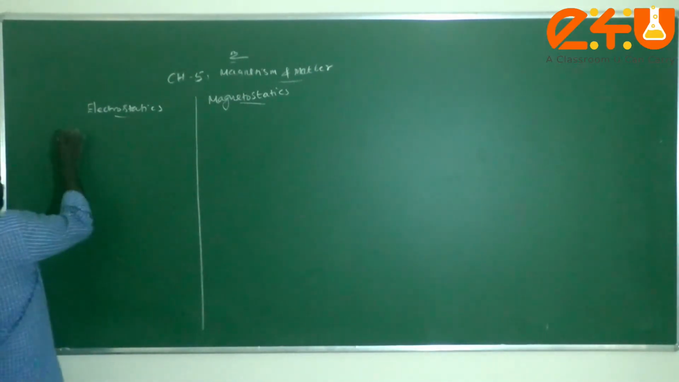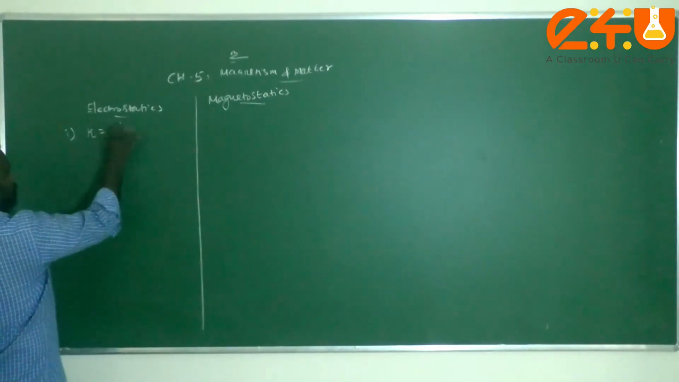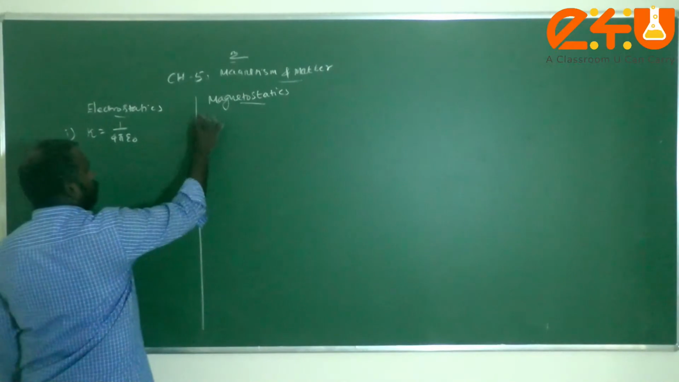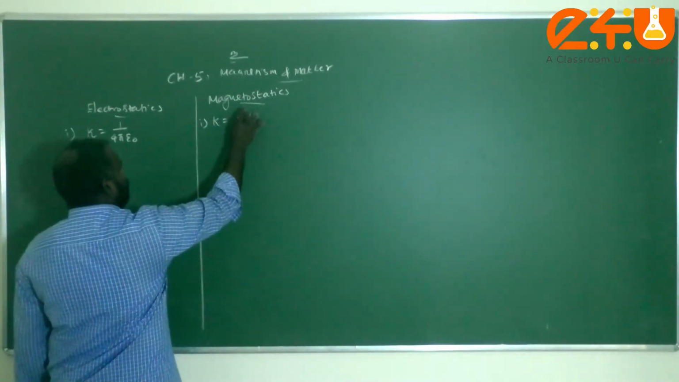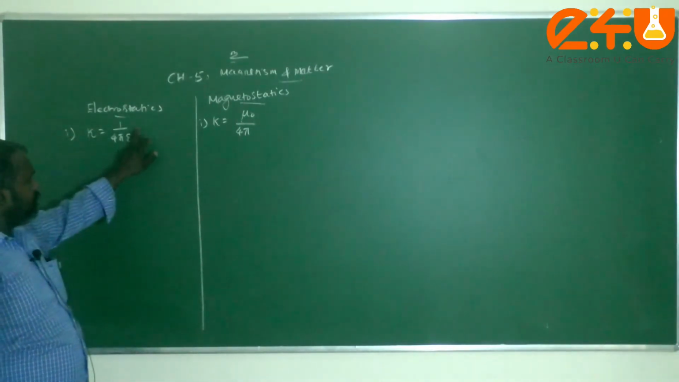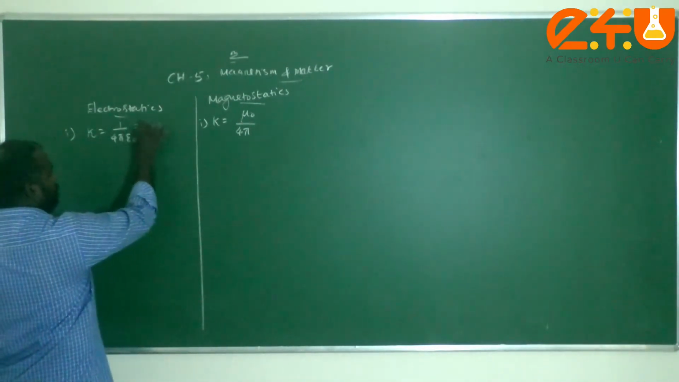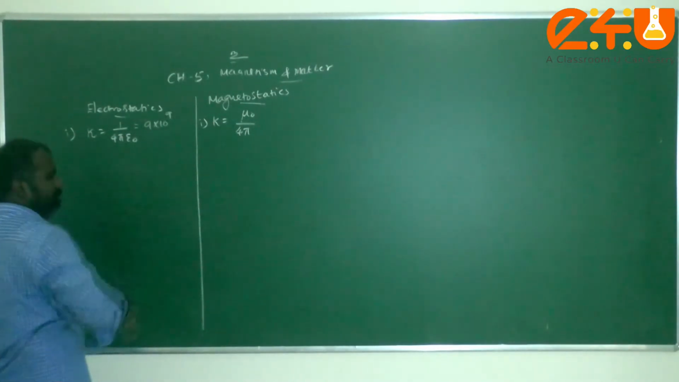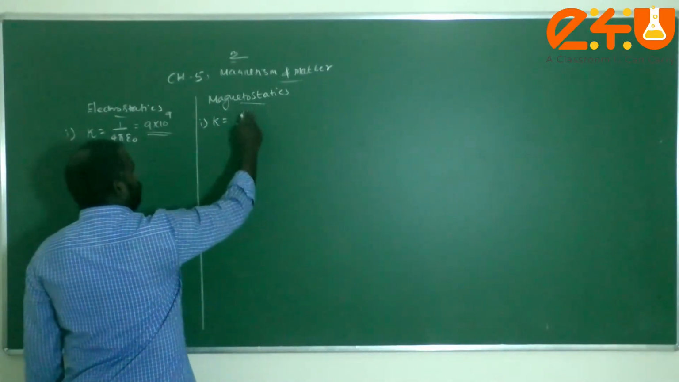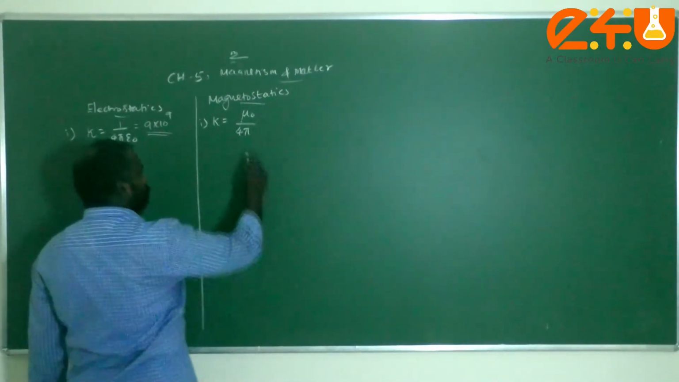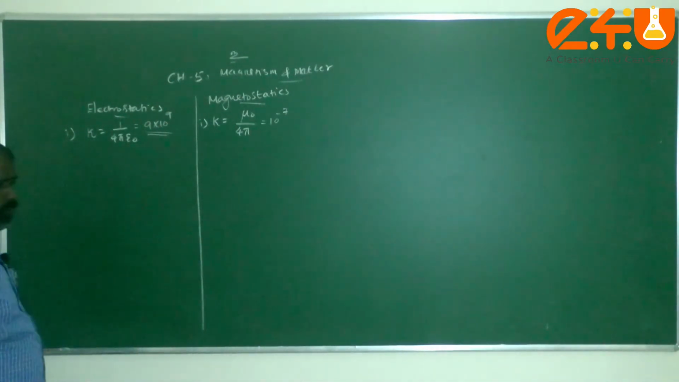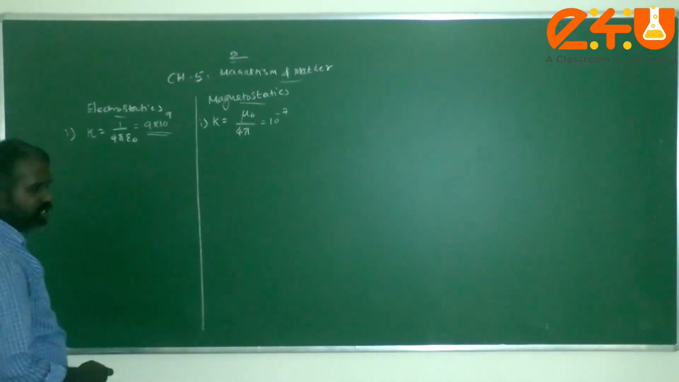Here, as we said, the first one is the proportionality constant. In electrostatics it is 1 by 4 pi epsilon naught, which we know is 9 into 10 to the power of 9. In magnetostatics, the proportionality constant K is equal to mu naught divided by 4 pi, where mu naught is 4 pi into 10 to the power of minus 7, so the numerical value is 10 to the power of minus 7.